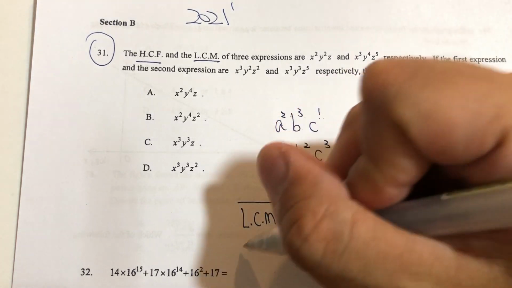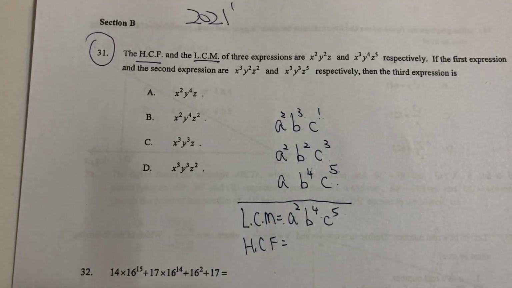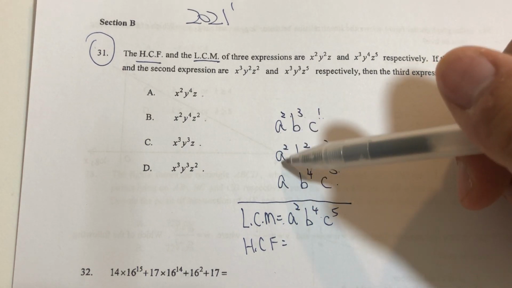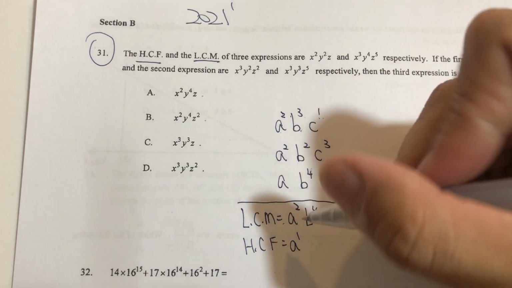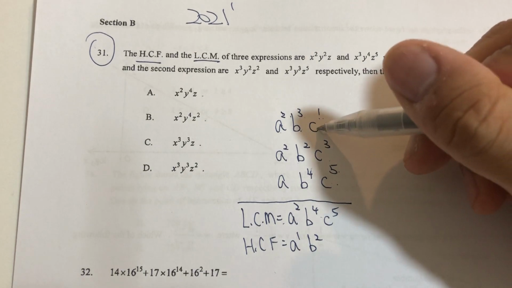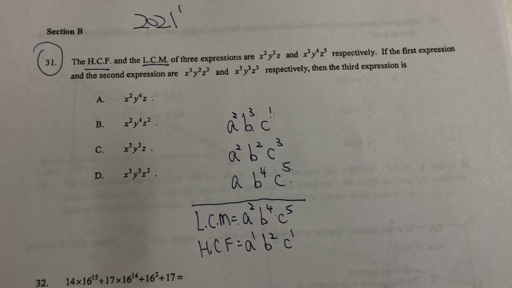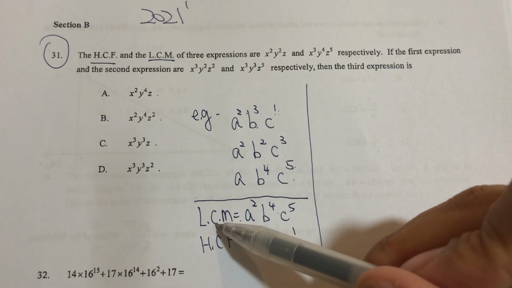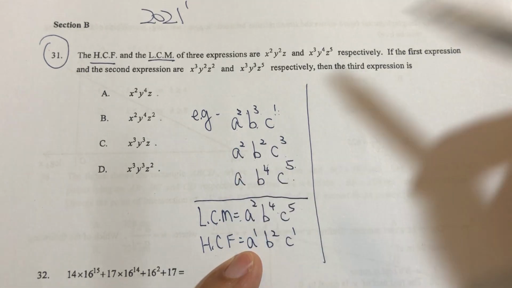And now, what about HCF? So HCF is the smallest one. So for each of the same letter, we need the smallest one. A to the power 2, A to the power 2, A to the power 1, we need A to the power 1. For B, the smallest one is B to the power 2. For C, the smallest one is C to the power 1. And this is HCF. All right? So this is an example. For LCM we need the biggest one, and for HCF we need the smallest one for each of the same letter.